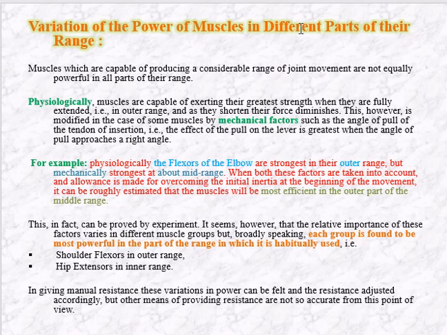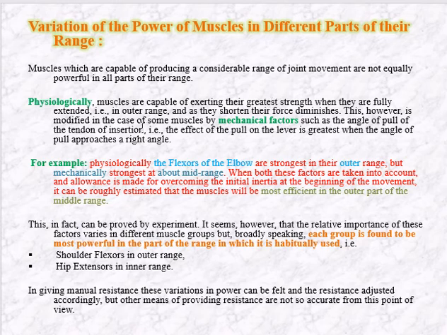Variation of the power of the muscles in different parts of their range. Muscles which are capable of producing a considerable range of joint movement are not equally powerful in all parts of their range. Physiologically, muscles are capable of exerting their greatest strength when they are fully extended, for example, in the outer range. As they shorten, their force diminishes.